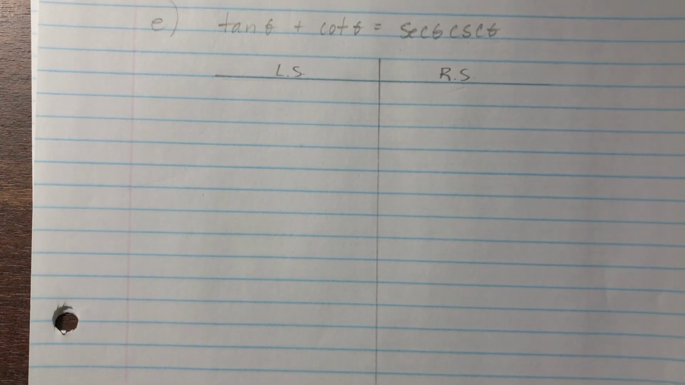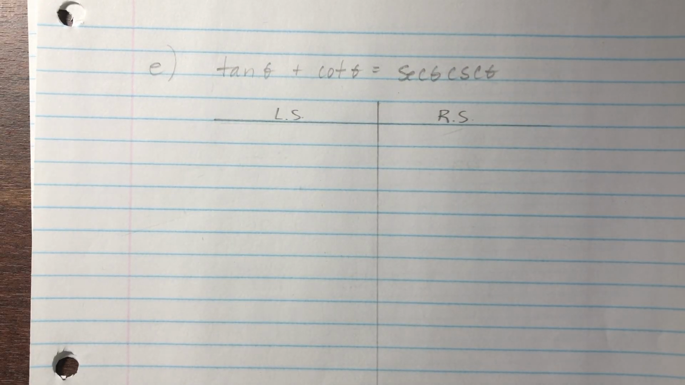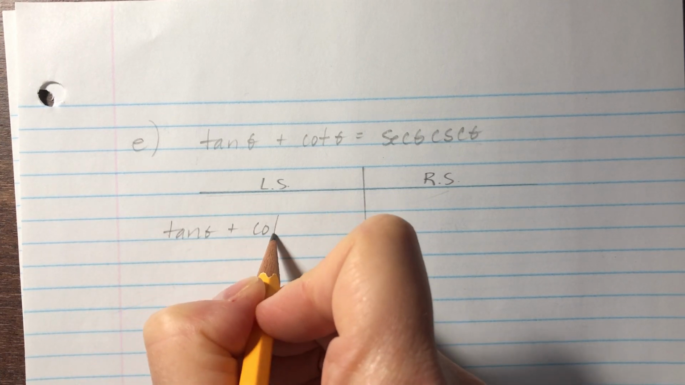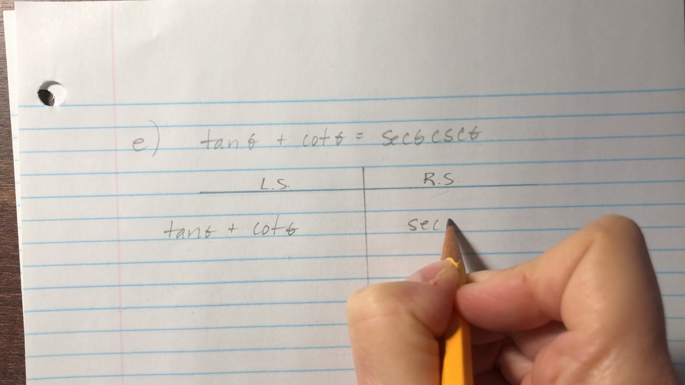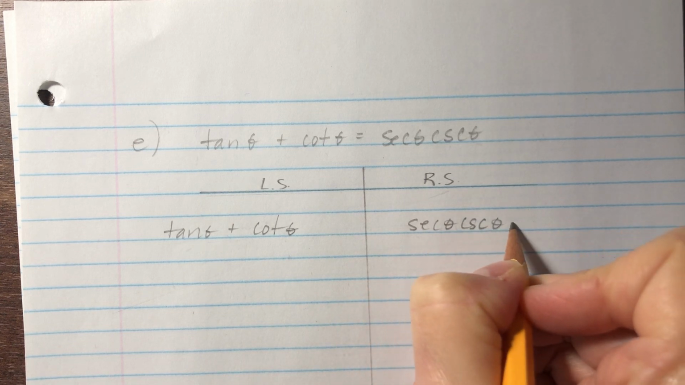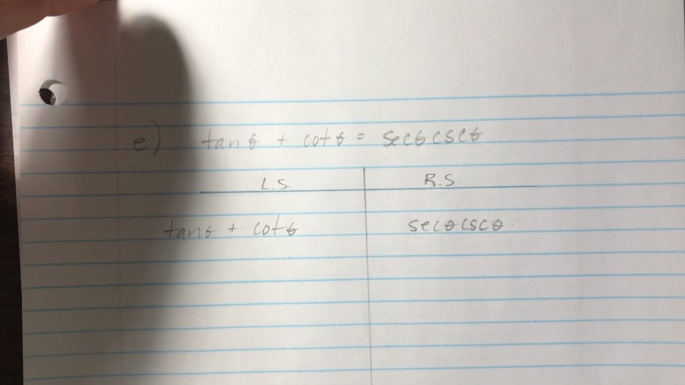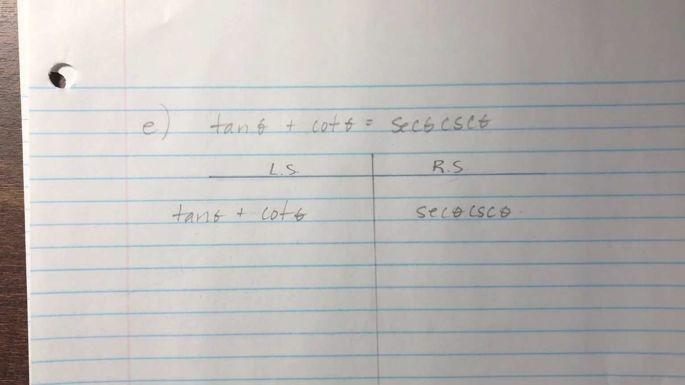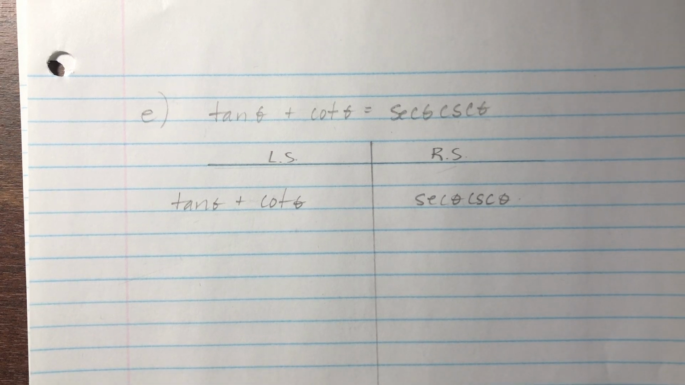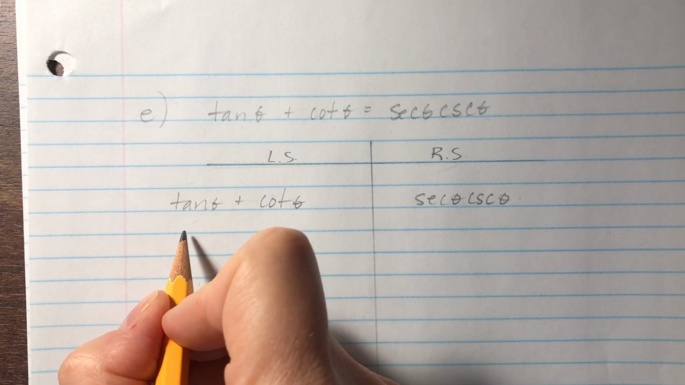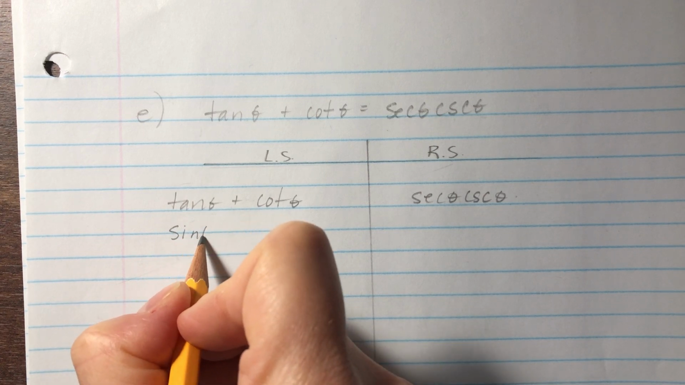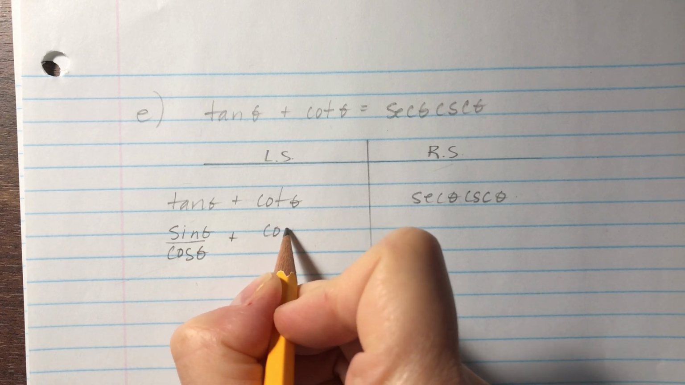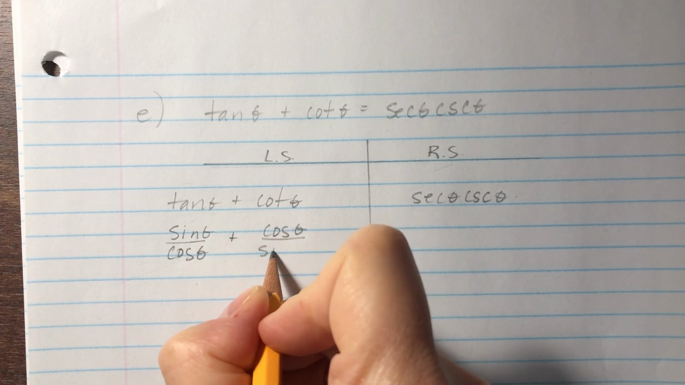And now for the last example here. On the left side, we have tan theta plus cotangent theta, and on the right, secant theta times cosecant theta. So I have 4 different trig ratios, so I'm going to rewrite them all in terms of sine and cosine to make them all look similar. So I know tan theta can be written as sine theta over cos theta, and cotangent can be written as cos theta over sine theta.